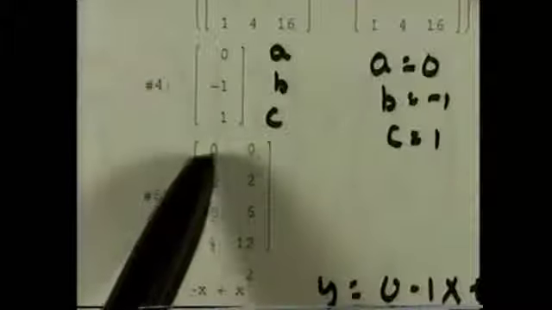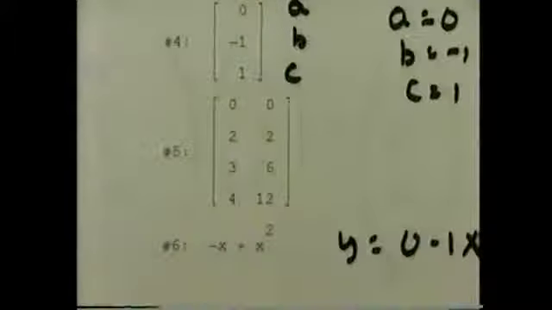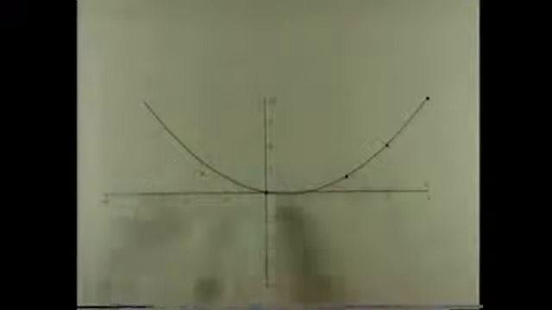Now again, I had Derive plot the points. So I put in my points, 0, 0, 2, 2, 3, 6, 4, 12, and I had Derive plot the points. Then I had Derive plot the equation. Here are your points. Here's your equation. You see there's a perfect fit.